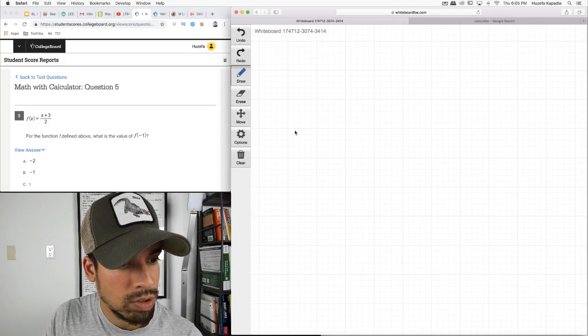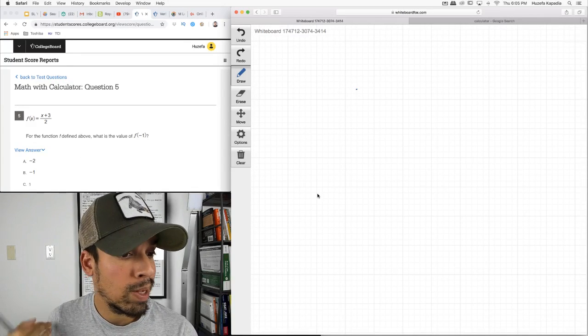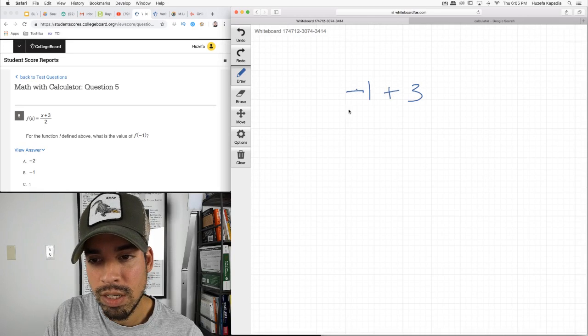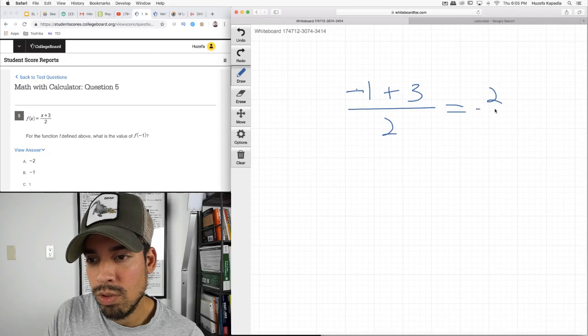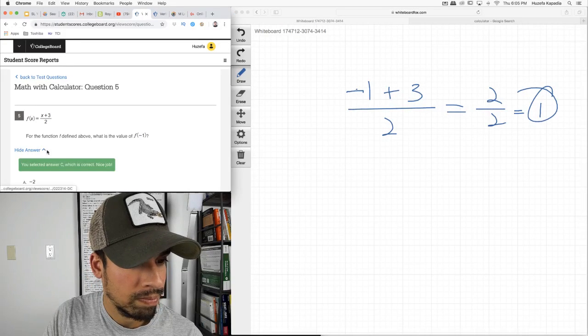f of x equals (x plus 3) over 2. For the function defined above, what is the value of f of -1? All they're saying is plug -1 in for x, so I'm going to plug it in. It's going to be (-1 plus 3) over 2 equals 2 over 2 equals 1, which is C. Boom.